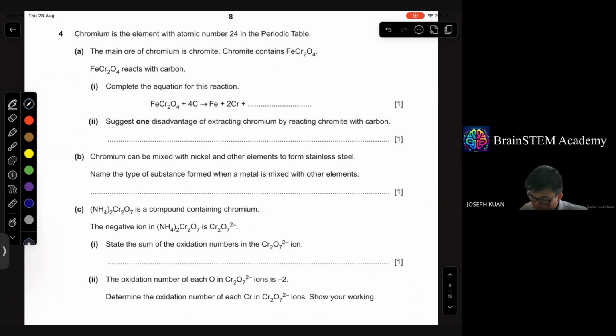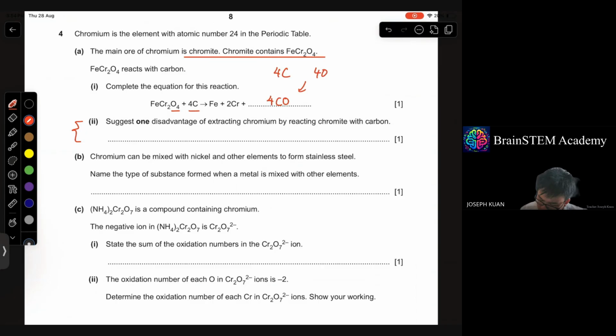Next question. Chromium is an element with atomic number 24 in the periodic table. The main ore of chromium is chromite, and chromite is having this formula, FeCr2O4. FeCr2O4 reacts with carbon. Complete the equation for this reaction. Now, we can see that our carbon is acting as a reducing agent here. And how many oxygen and carbon are there available? There's 4 carbon and 4 oxygen. So actually together they form 4 carbon monoxide, because that's the only explanation.